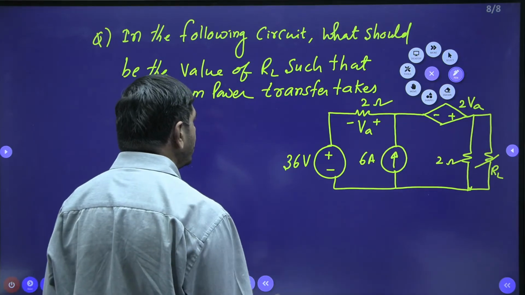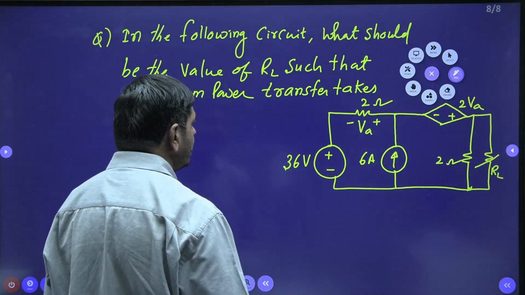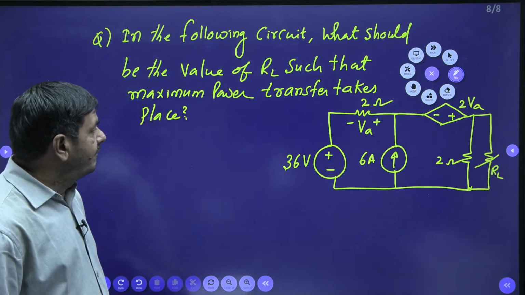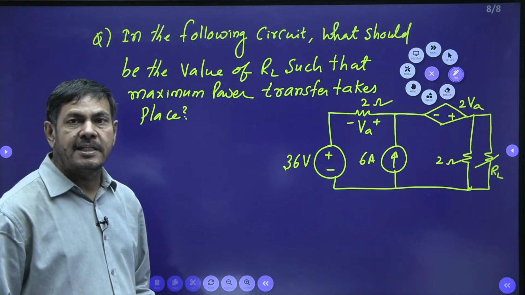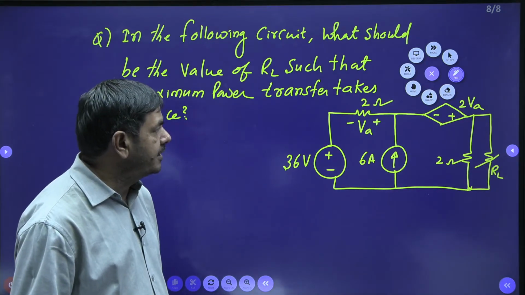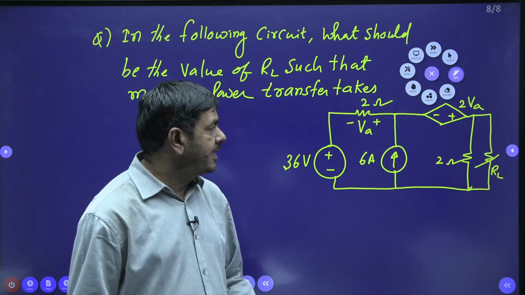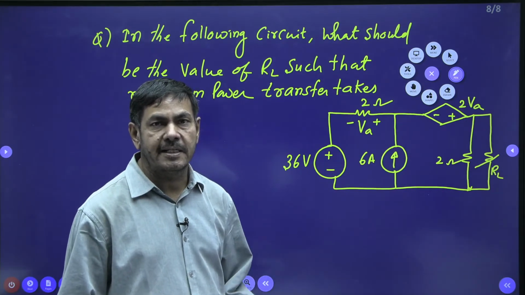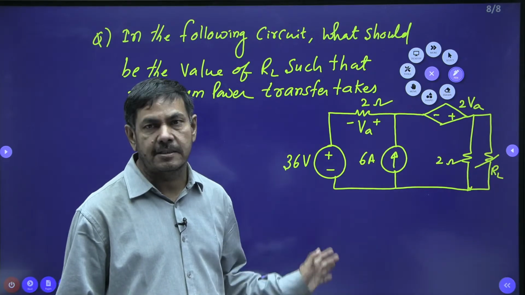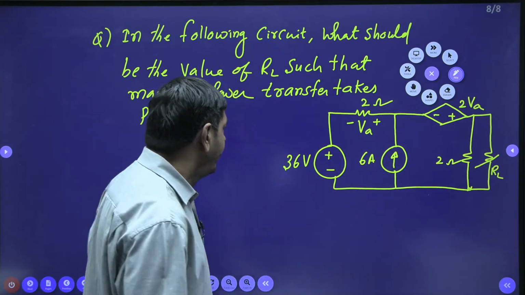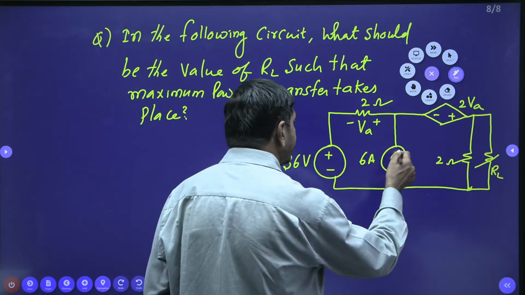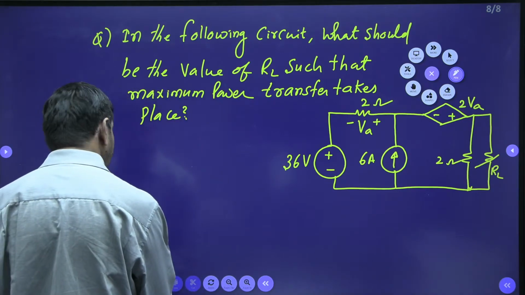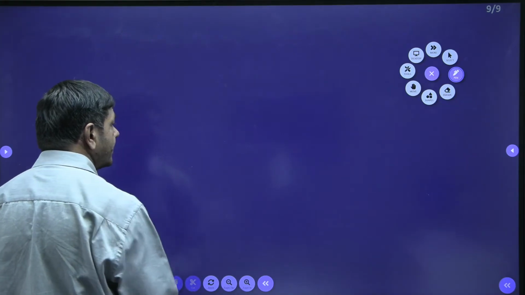But I want to redraw this network. To find out the RTH, what you must do? Wherever a DC voltage source is given, that must be shorted. If there is any dependent source in the network, that must be taken as it is. That should not be disturbed. The current source, whatever it is, must be open circuited. You can redraw the network like this.